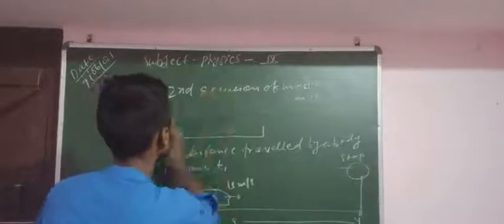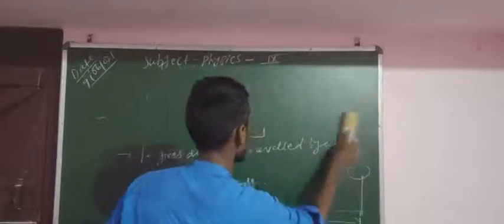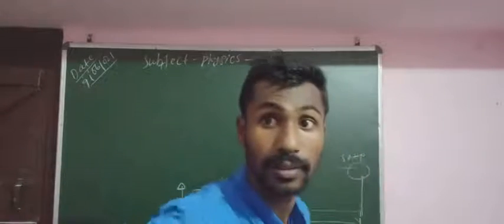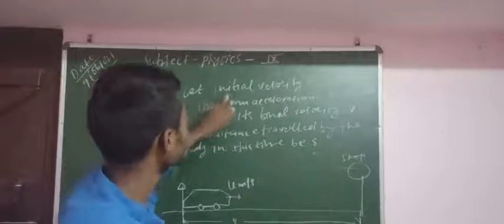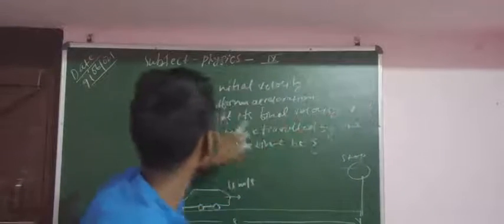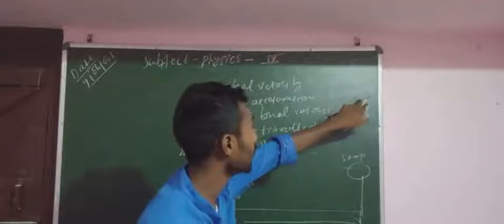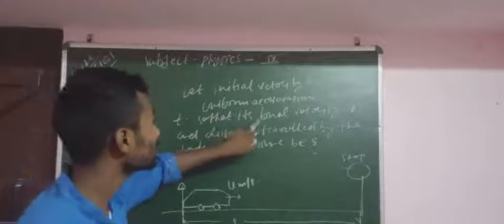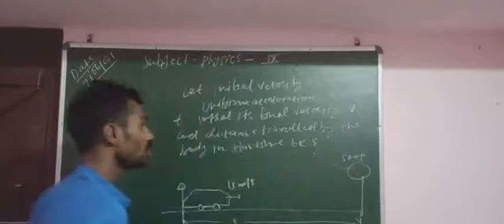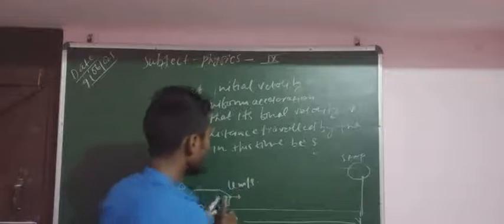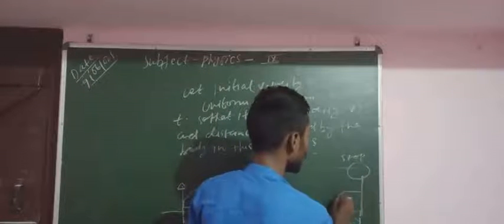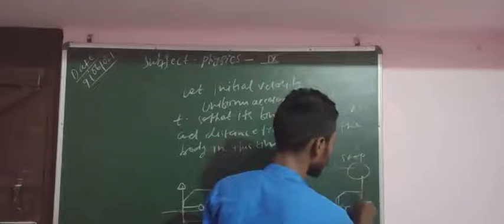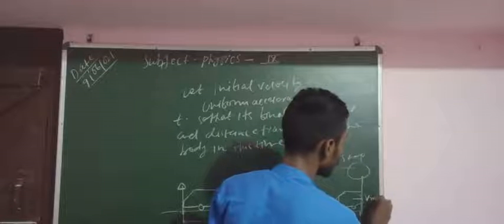See, let the initial velocity of the body be u meter per second, with uniform acceleration a of the body for time t, so that its final velocity is v. Final velocity of the car is v. That means when the car reaches point B, the final velocity of the car at point B is v meter per second.